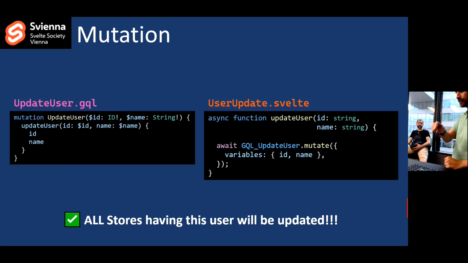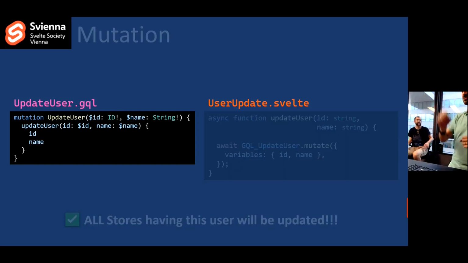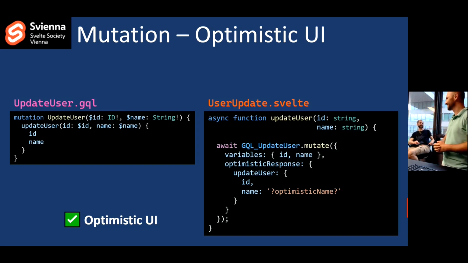And all stores having this ID will be updated across the whole application. So if you have a list with this name, and in one place you update the name, everything gets updated. Just with this one line of code, everything is synchronized. This is also pretty cool. It's going further, of course.